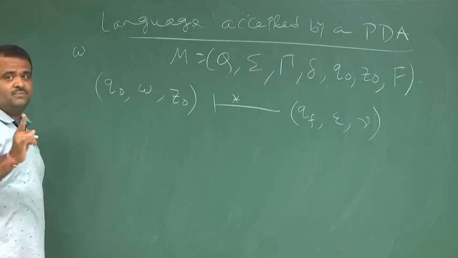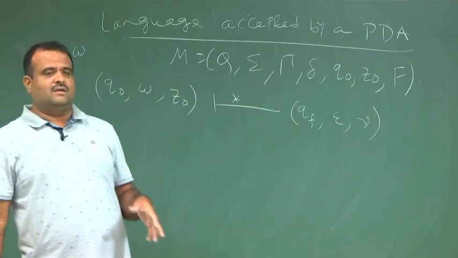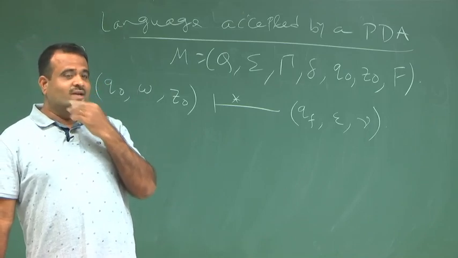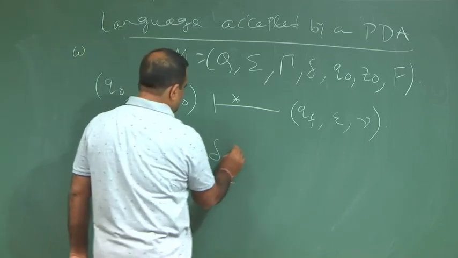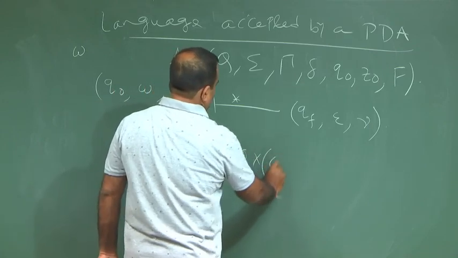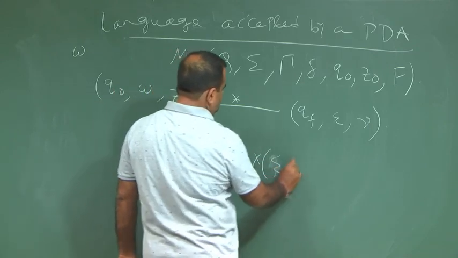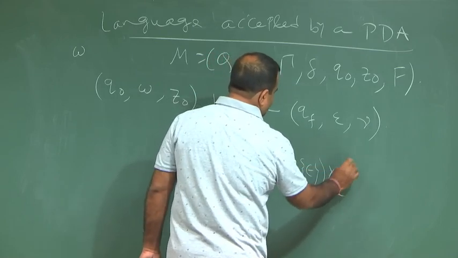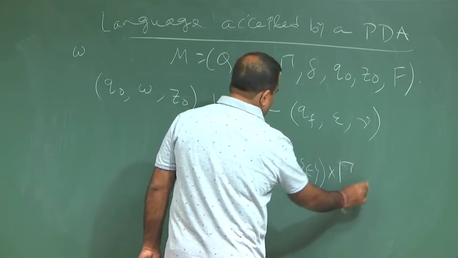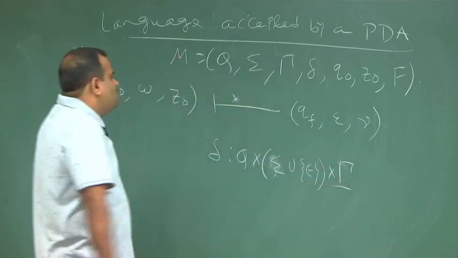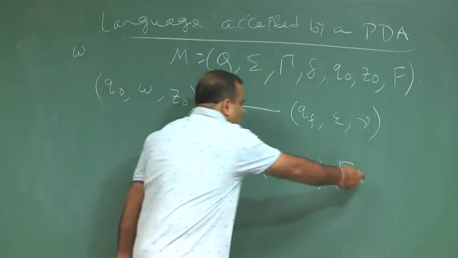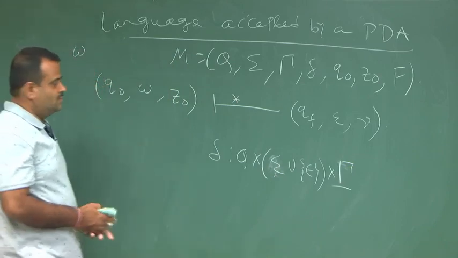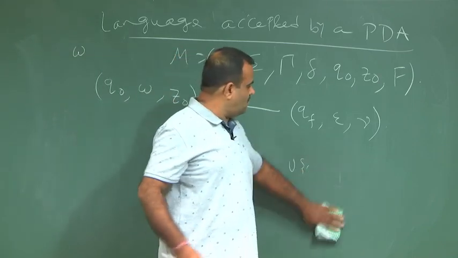Stack should not be empty. Once the stack is empty, you have to hold there. There is no further movement if the stack is empty, because this delta is a function of Q, then sigma input symbol including the epsilon and the stack symbol. So, once this is empty, then we do not have any move, because here we have no epsilon. So, then we have to hold there, stop. Okay, that is a stopping condition or halting condition.